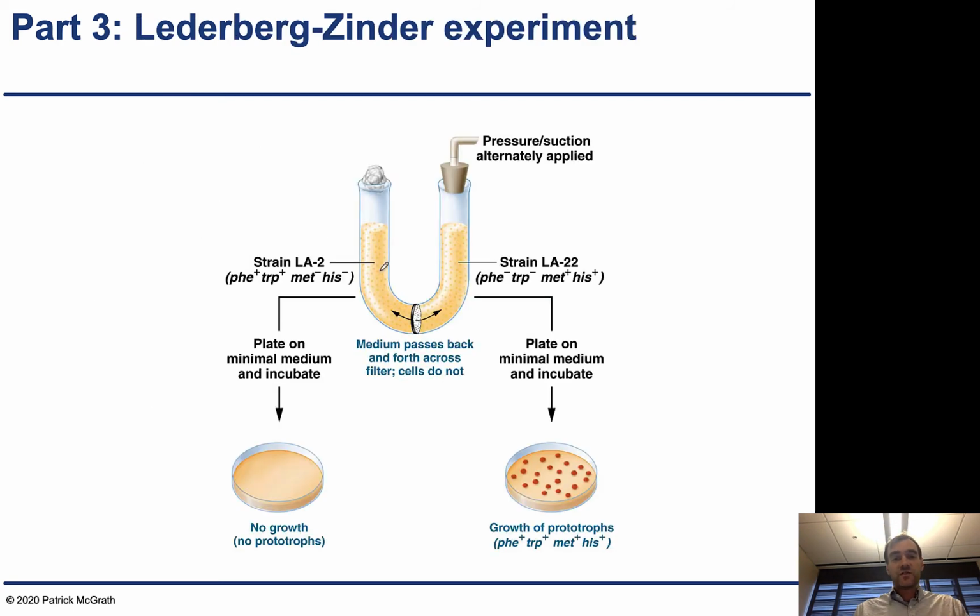The setup of this experiment was to create a tube, and this tube contained media, and this media was separated by a single filter. This filter prevents bacteria, individual bacterial cells, from moving back and forth. And so we've restricted this strain right here to this side of the tube, and we've restricted this strain called LA22 to this side of the tube.